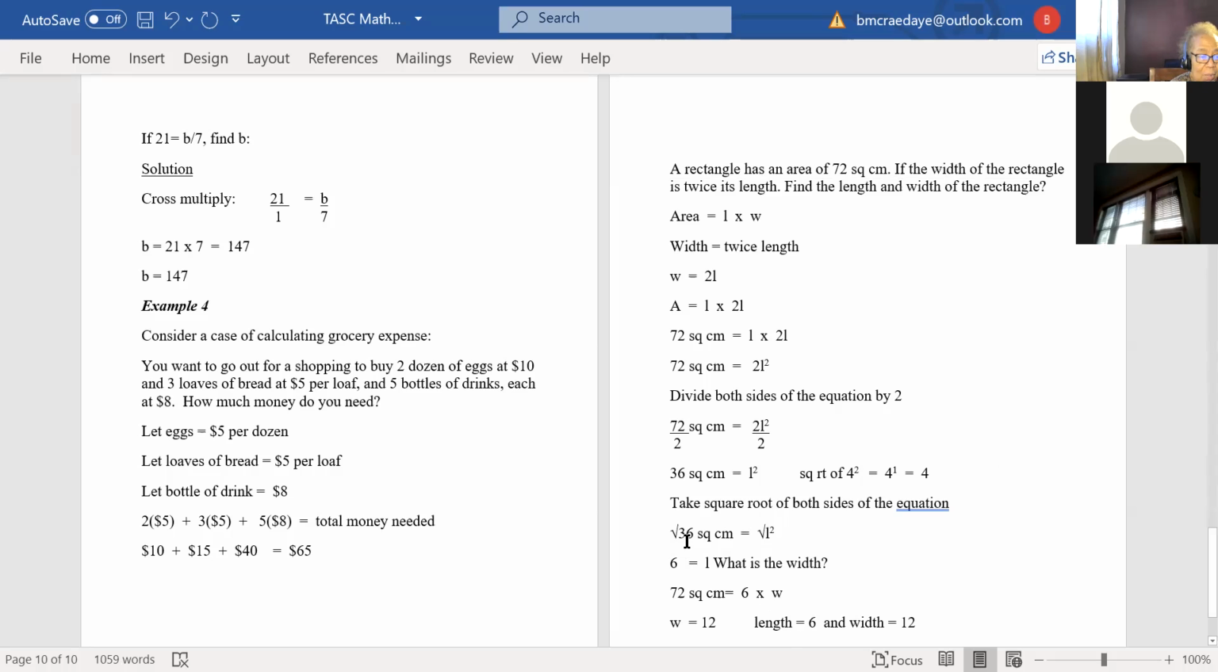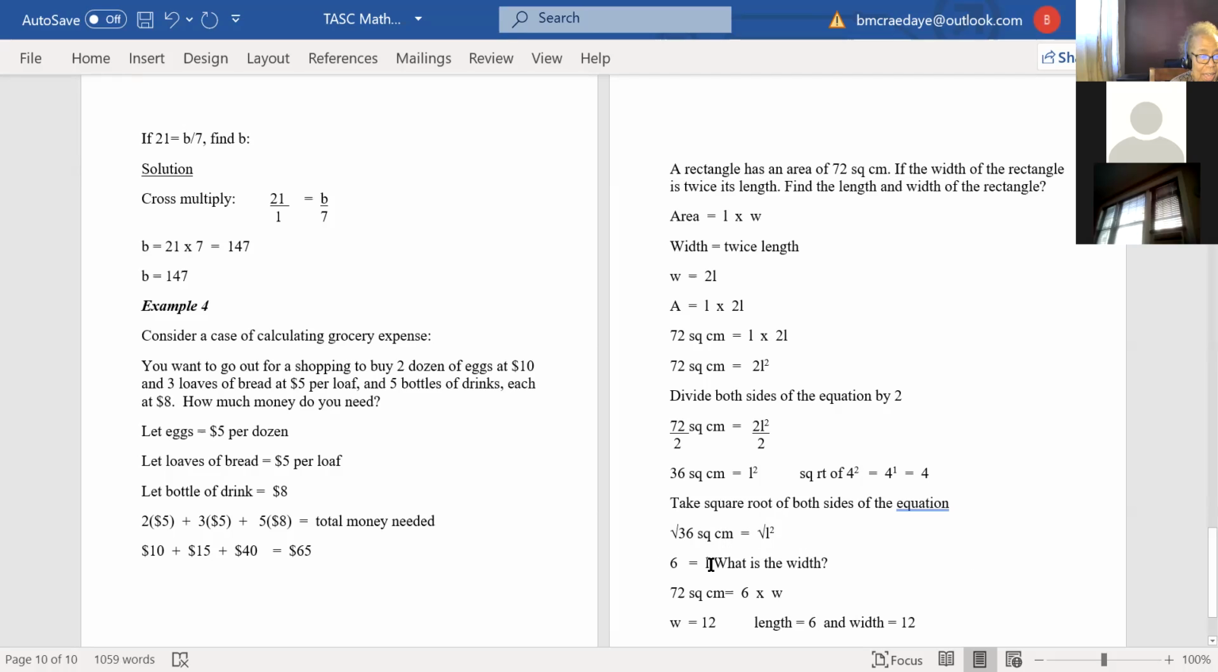So over here, if I take the square root of 36 and the square root of L squared, what's the square root of 36? What number multiplied by itself gives 36? Maureen, what is it? A number multiplied by itself to give 36. It's 6, because 36 is a perfect square. The square root of 36 is 6. The square root of L squared is just L.